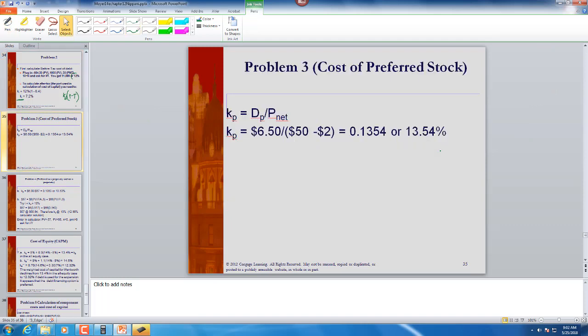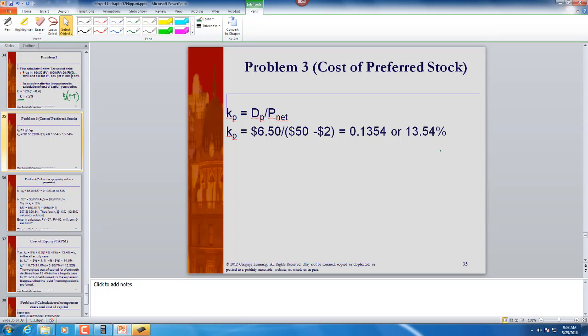Problem 3. Problem 3 is about preferred stock. Calculate the after-tax cost. Now, sometimes in preferred stock problems like this one, they give you tax rate just to confuse you. Don't get confused because preferred dividends are paid from profit after tax. Calculate the after-tax cost of preferred stock for Bozeman Western Airlines, which is planning to sell 10 million of $6.50 cumulative preferred stock to the public at $50 a share. Issuance costs are $2 per share.